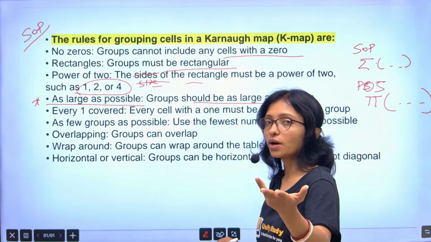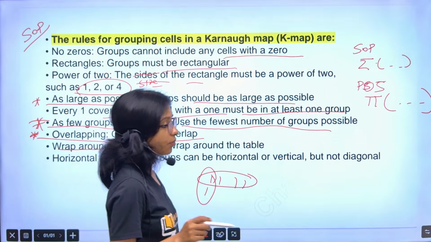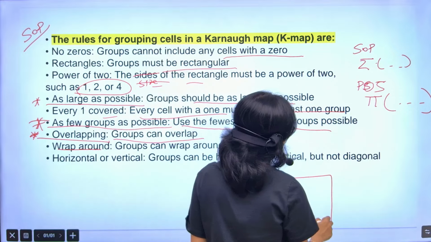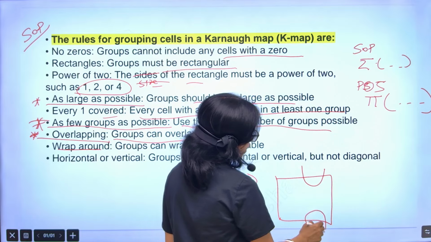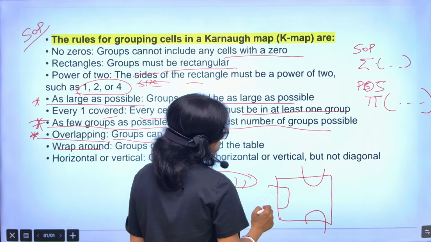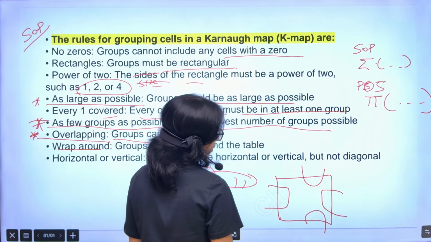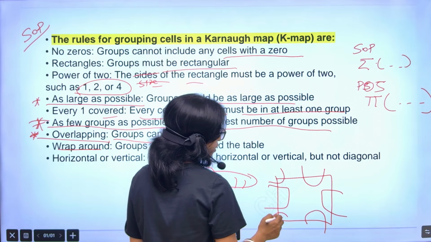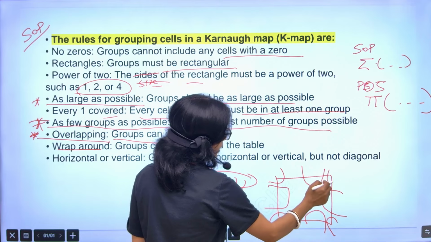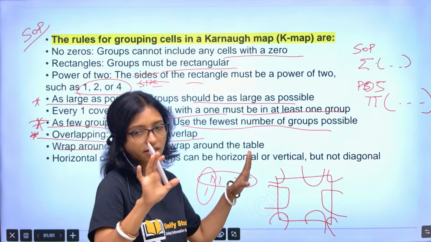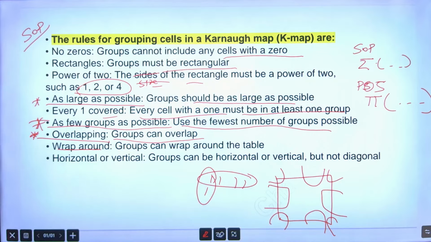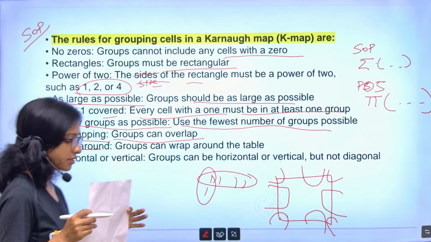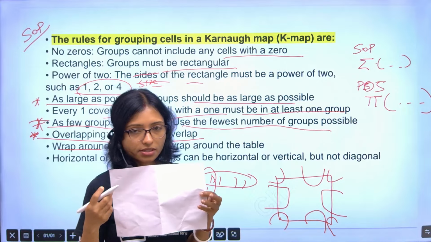Wrap around is also allowed. This is very important. Wrap around means corner cases, like this one and this one you can wrap around. This one and this one you can wrap around. All the corners together you can also wrap around. It is not flat like that, it is a page. In this page there is the KMAP, you have to think like that.